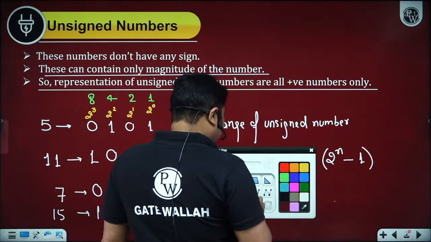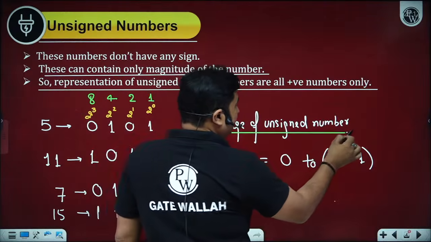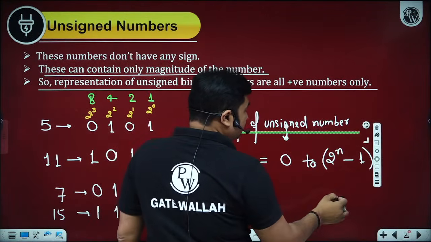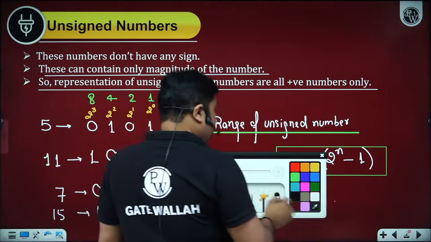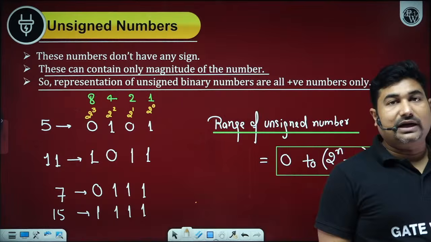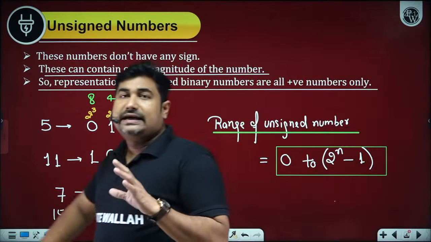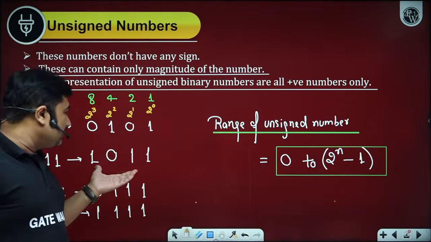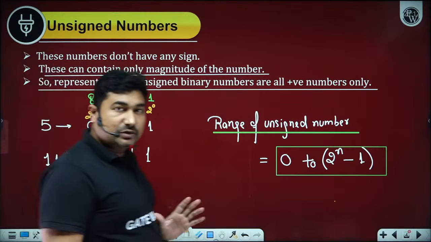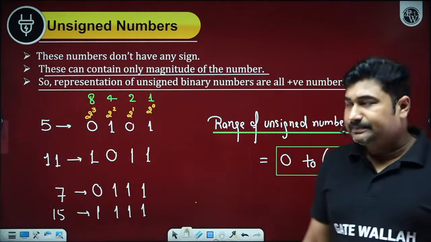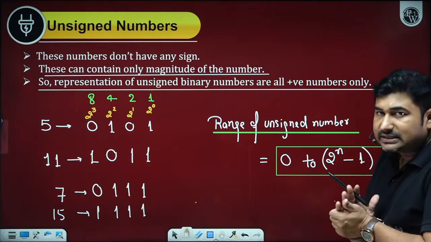So for an n-bit, the range of an unsigned number is from 0 to 2 to the power n whole minus 1. How many of you are now able to understand how to write any unsigned number? It is very easy to represent the binary representation of an unsigned number. Is it okay? It will represent the number directly. All of you are able to understand. Please let me know by writing in the comment section.